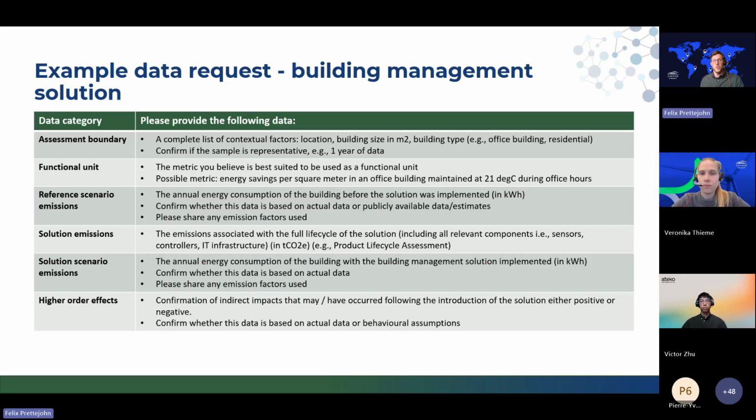We'll ask about the functional unit. Now, again, this might be something that we develop along the process, so you don't have to get it right first time. It just is an idea of what you believe to be the best suited functional unit. So for a building management system, this could be the energy saving per square meter in the office building maintained at 21 degrees during office hours.